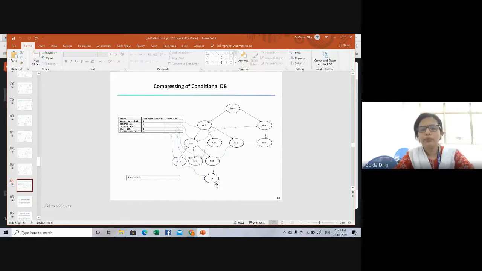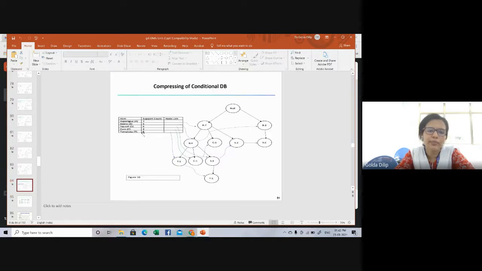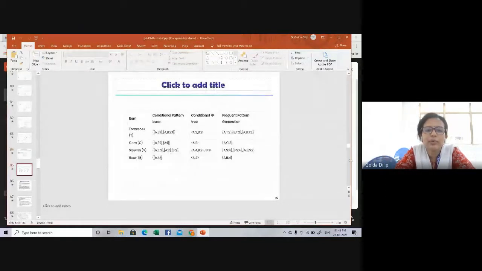Now constructing the conditional pattern base. How do you construct the conditional pattern base? How do you start? Why did you take tomato first here as the first item? Can somebody tell me? Why did I take tomato as the first item? Yeah, least support count. Yes, very good. I start with the item with the least support count.